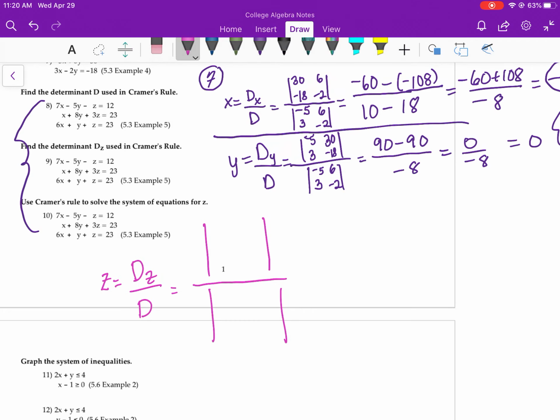And what I'm going to do is go ahead and set up my denominator first. First, I notice that all my x terms here are lined up. So I have a 7, a 1, and a 6. And my y's are all lined up, negative 5, 8, and 1. And my z's, negative 1, 3, and 1.